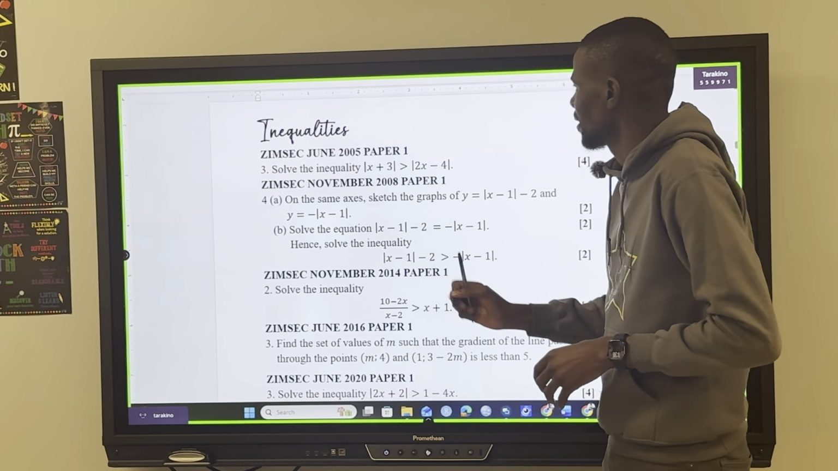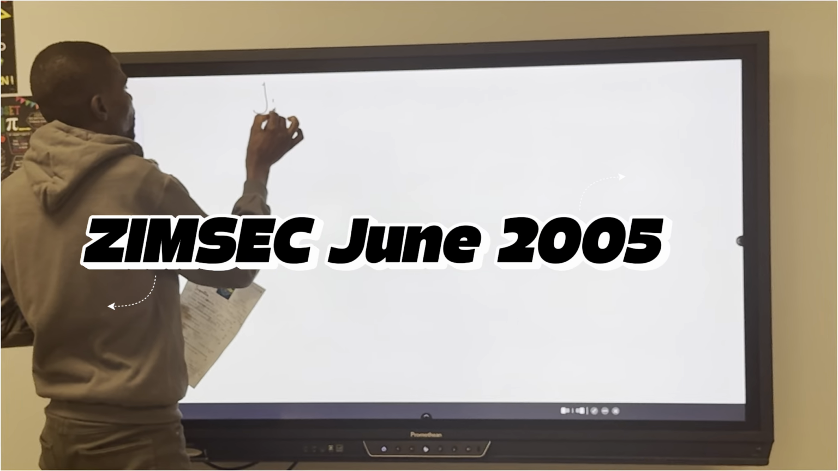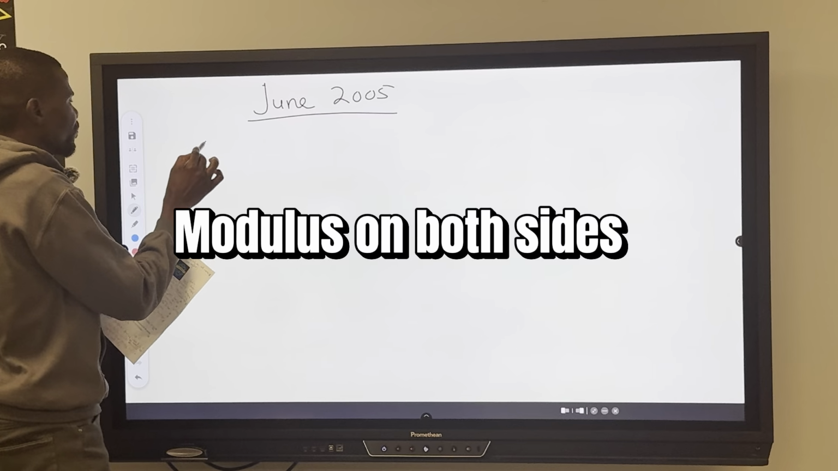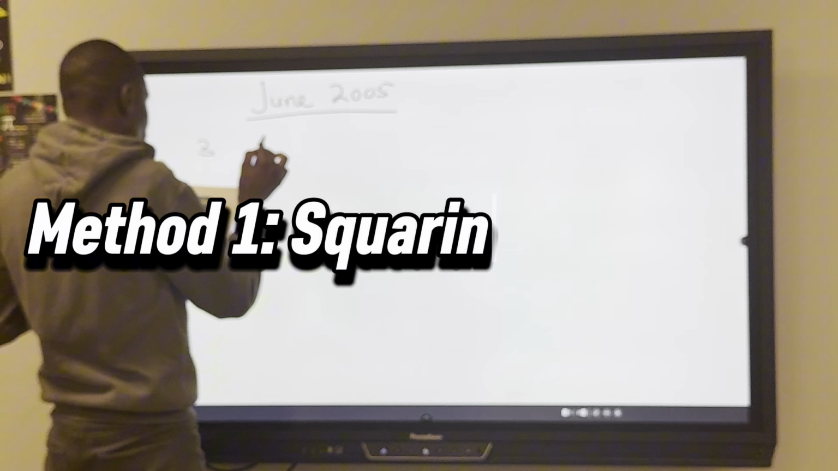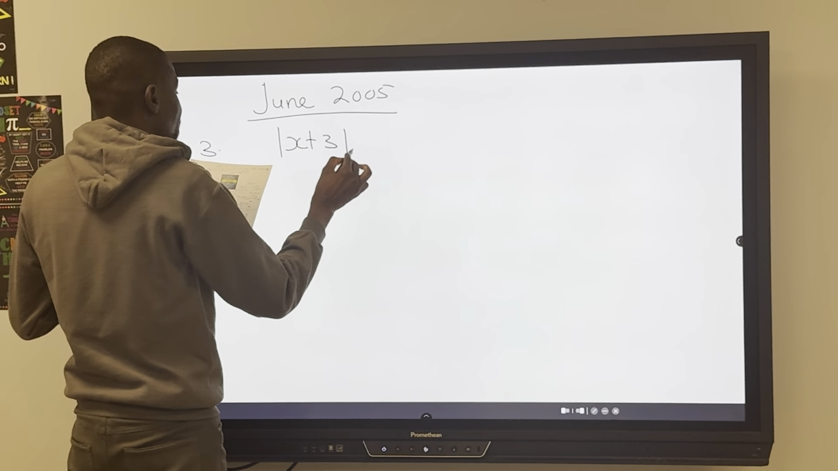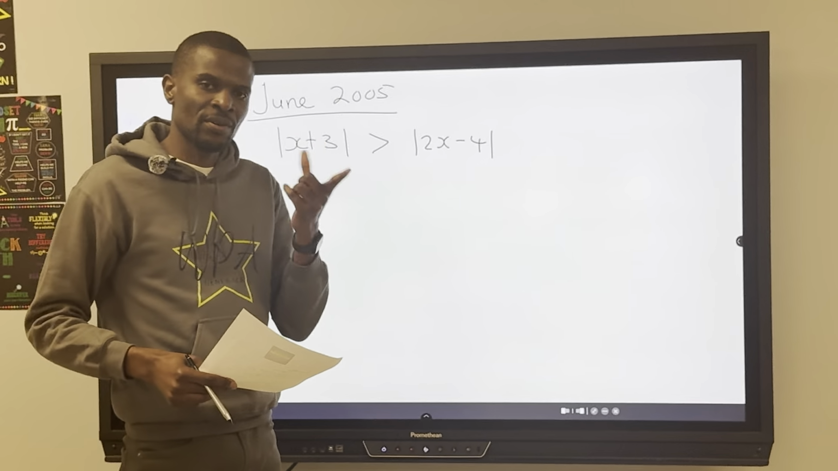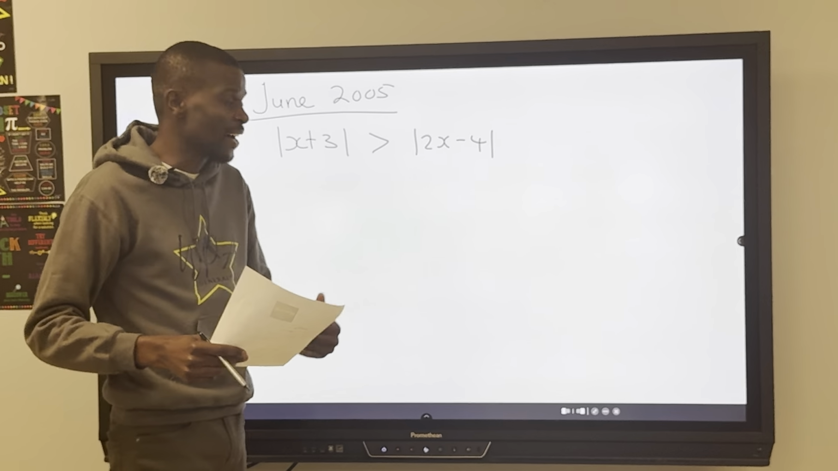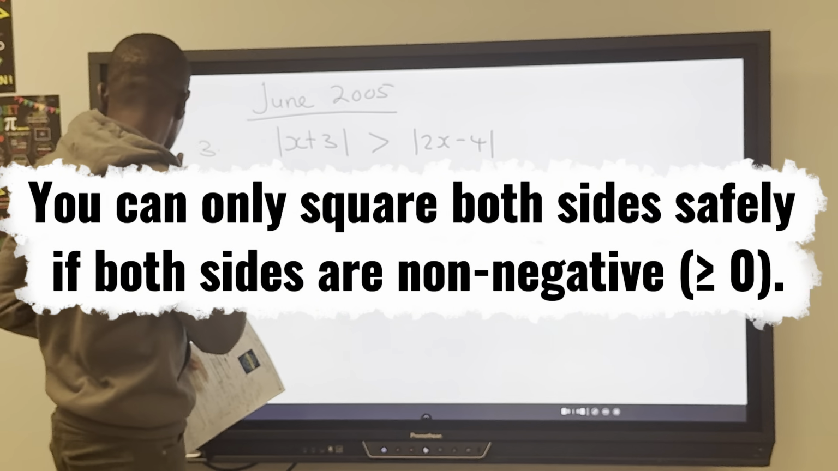So we'll start with the June 2005 problem. That's our first one, number 3. On number 3, we want to solve the inequality absolute value of x plus 3 is greater than absolute value of 2x minus 4. Like I said earlier, we only square if and only if both sides are non-negative. And here, these are absolute value functions. They are positive, so we can safely square both sides.